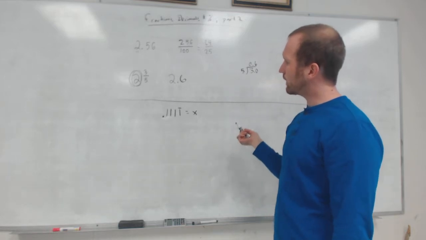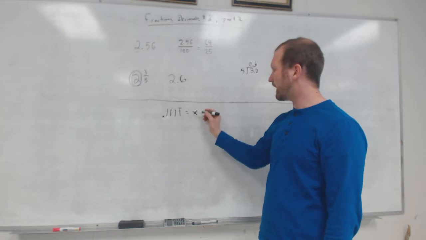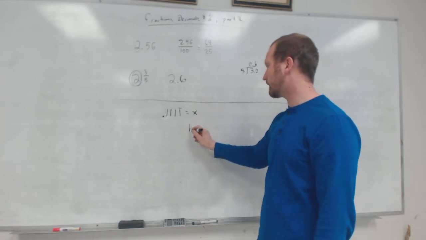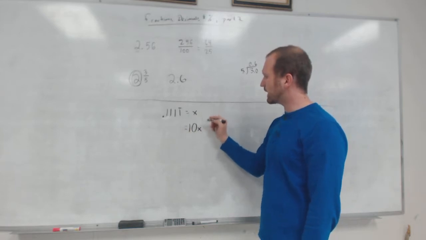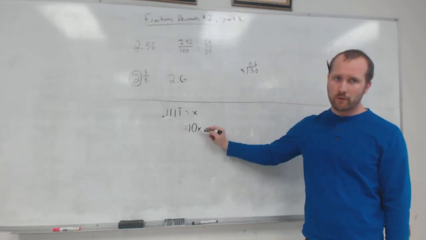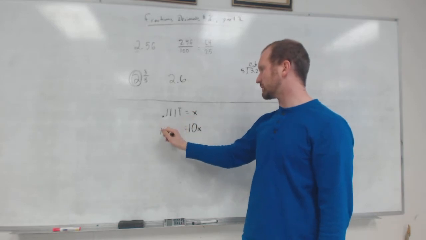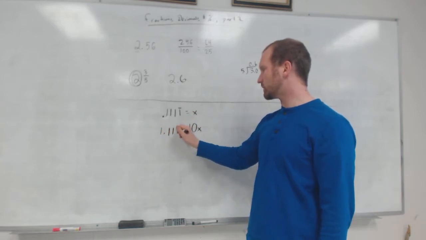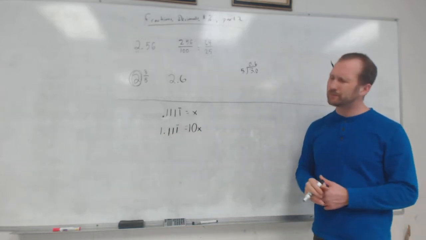Now, the most common thing to do is to multiply this x times 10. And if I multiply the x times 10, I also have to multiply this side of the equation times 10. So that would be just simply moving the decimal place one space over.